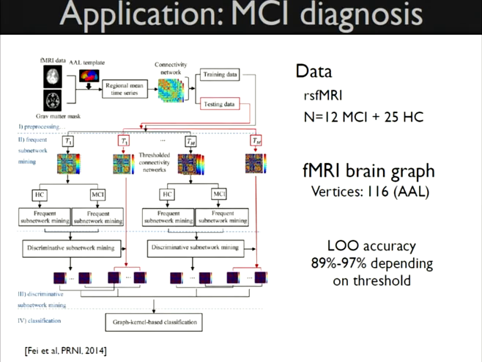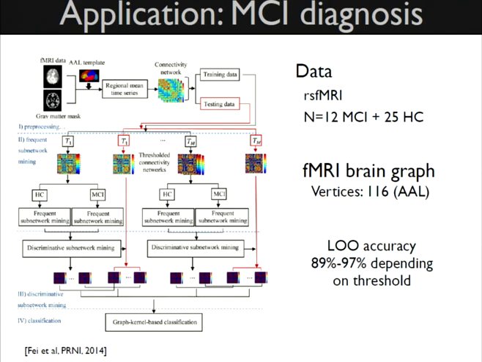So this is a paper from Fay et al. at PRNI 2014, where they have MCI versus healthy control. So it's a small study, but nevertheless promising results. And here what they do is they use this subtree kernel to classify various versions of the thresholded connectivity matrices. So they have a bunch of connectivity matrices, they threshold them, and then they use this graph kernel to do their classification. And they get something like 89, 97% correct accuracy, of course with huge confidence intervals due to the small sample size. But nevertheless, that's one of the nice applications, I think, of this technique. So this works on clinical data as well.